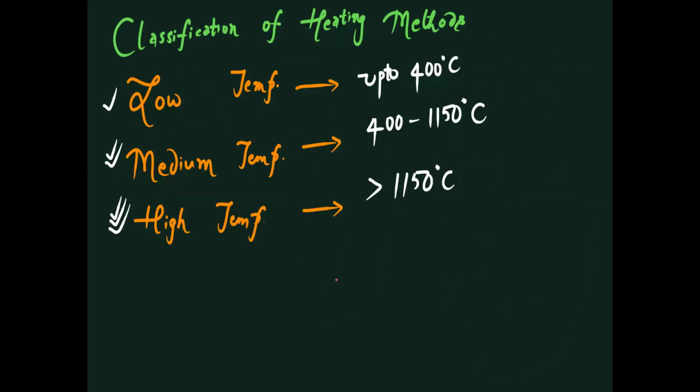And what are the different classifications of heating methods? It depends upon the temperature. If it is a low temperature, I can call it up to 400 degrees centigrade. If it is medium, we can have a temperature range of 400 to 1150 degrees centigrade. Beyond 1150 degrees centigrade, we may call it the high temperature region.